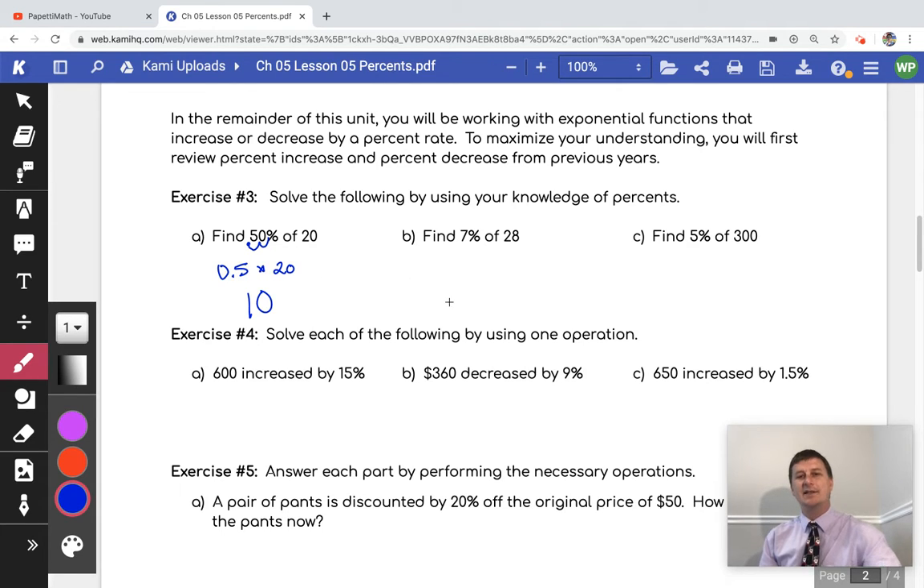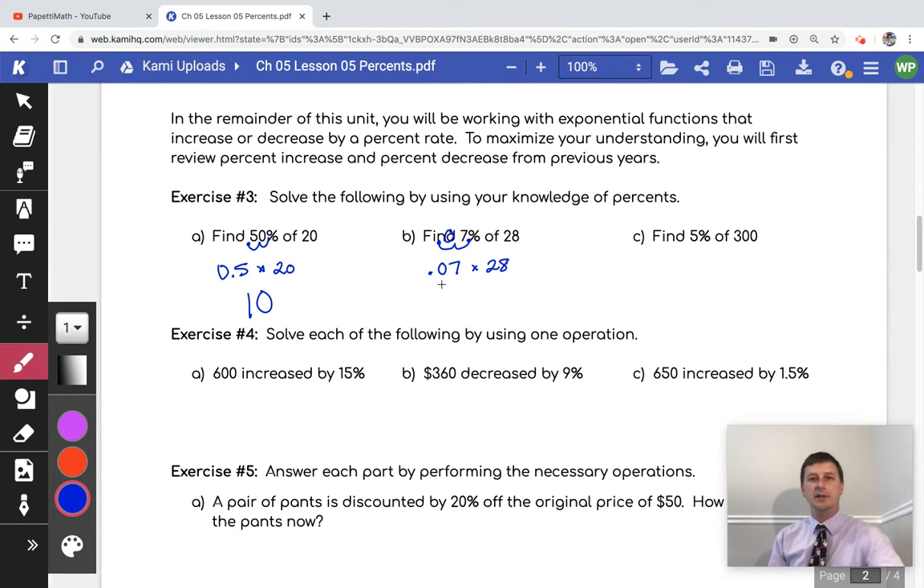But this one is not so easy. We have 7%, so again, we have 7.0%. We're going to move that decimal twice to the left to convert to a decimal. So that's going to be 0.07 as a decimal times 28. And again, we don't want to multiply a percent times a number. Percents are in their own little world of percents, while numbers or decimals are in their own little world of decimals. So we need both numbers in the same form.